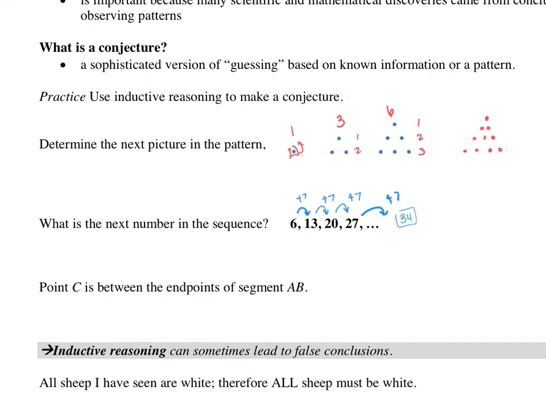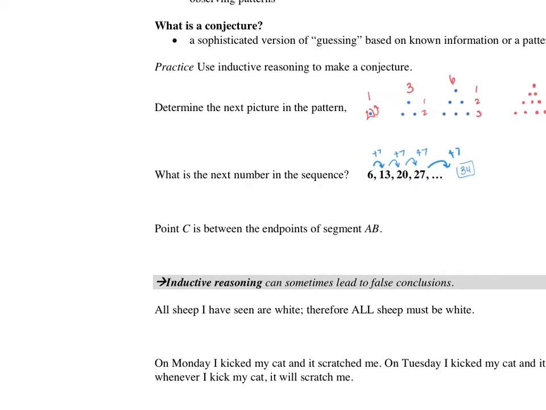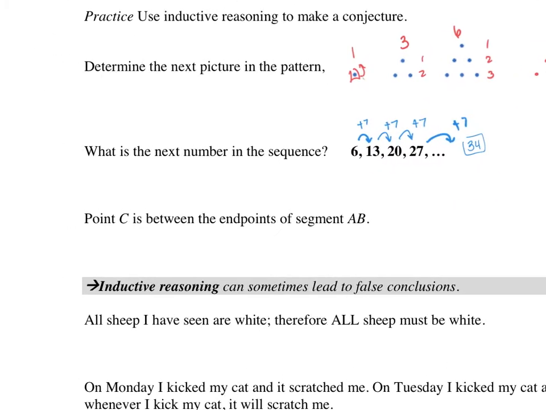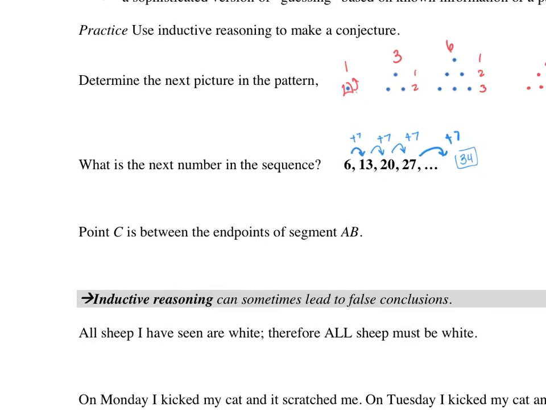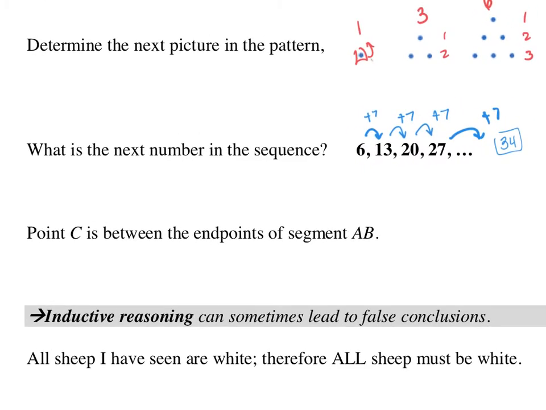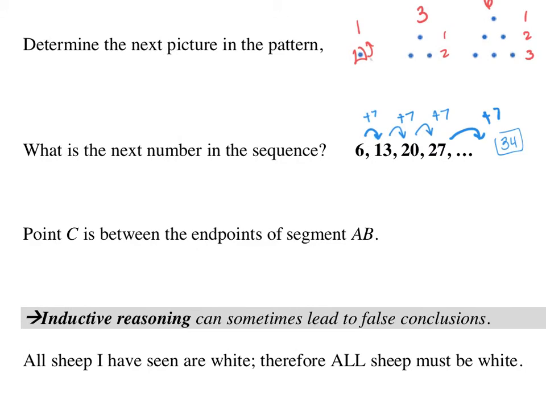Now, here's this next one. Point C is between the endpoints of segment AB. We actually want to make a conjecture about this. Here's the issue. If I say point C is between the endpoints of segment AB, I don't necessarily know where it is. I just know it's on line segment AB. So what I'm going to do is draw a line segment AB.